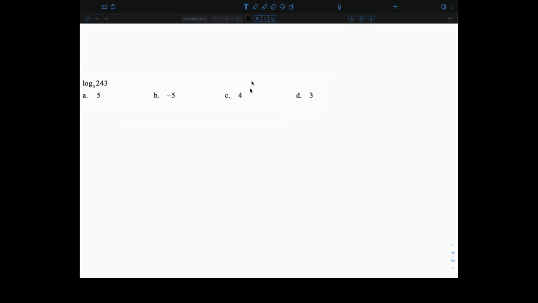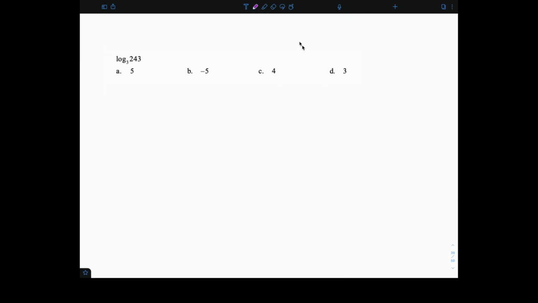Okay, so now we've moved on to logs. This is a big part of where people had issues, so make sure you're paying attention. The goal here is to ask, can I write 243 as 3 to some power? So you could sit there and go 3 times 1, 3 times 2, 3 times 3 until you get it. You're going to get 3 to the 5th.